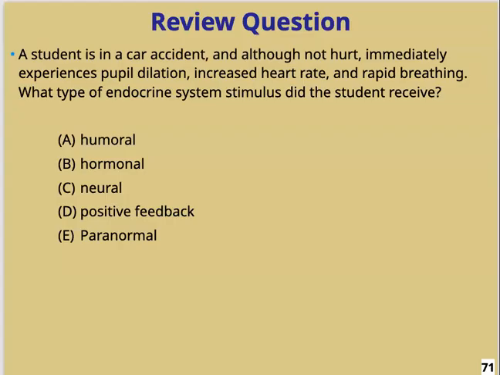And we have a final review question. A student is in a car accident, and although not hurt, immediately experiences pupil dilation, increased heart rate, and rapid breathing. What type of endocrine system stimulus did the student receive? Take a moment to pause this video and think through this question.